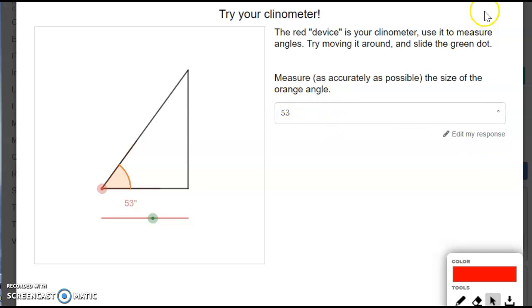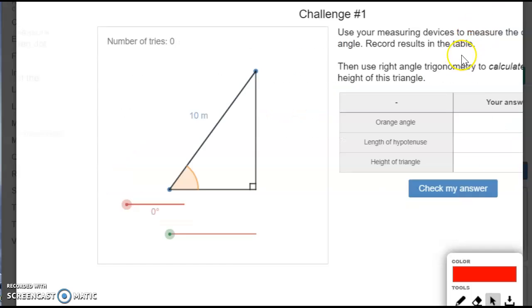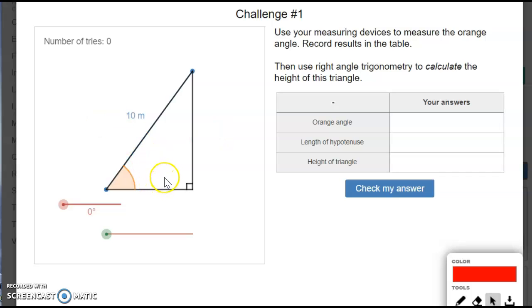Okay, all right, then moving on. You're going to use those tools now to measure different triangles. So use your measuring device to measure the orange angle. Record your result in the table. So if I was to measure the orange angle, I need to move this red dot to the vertex.